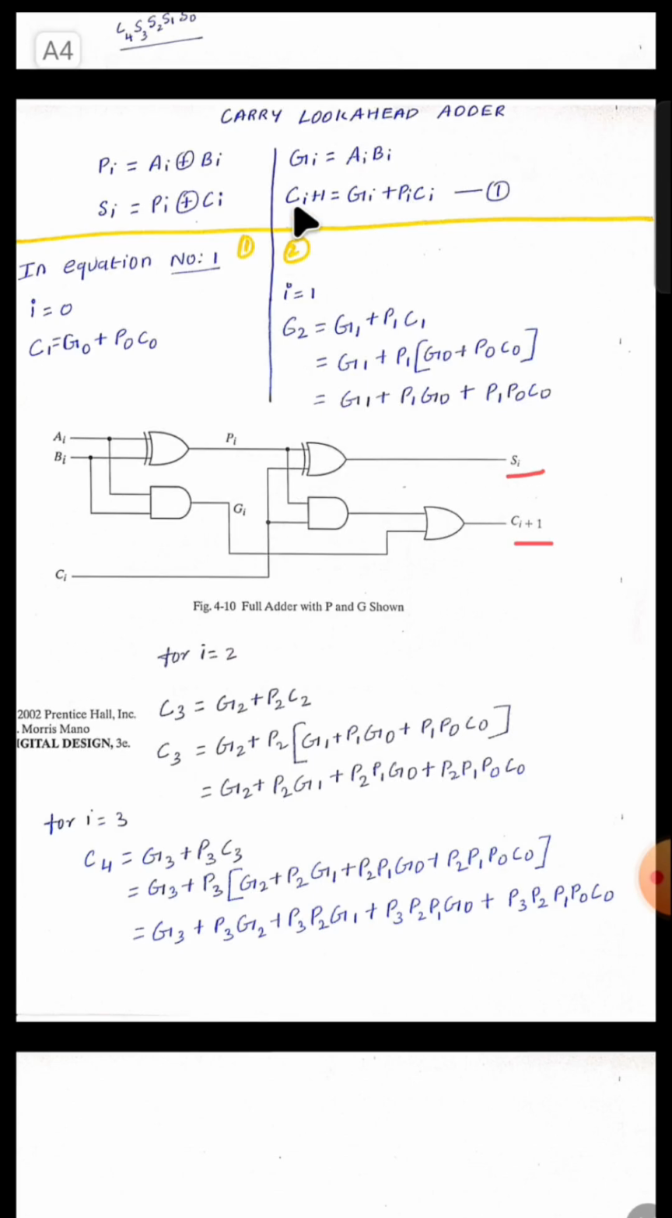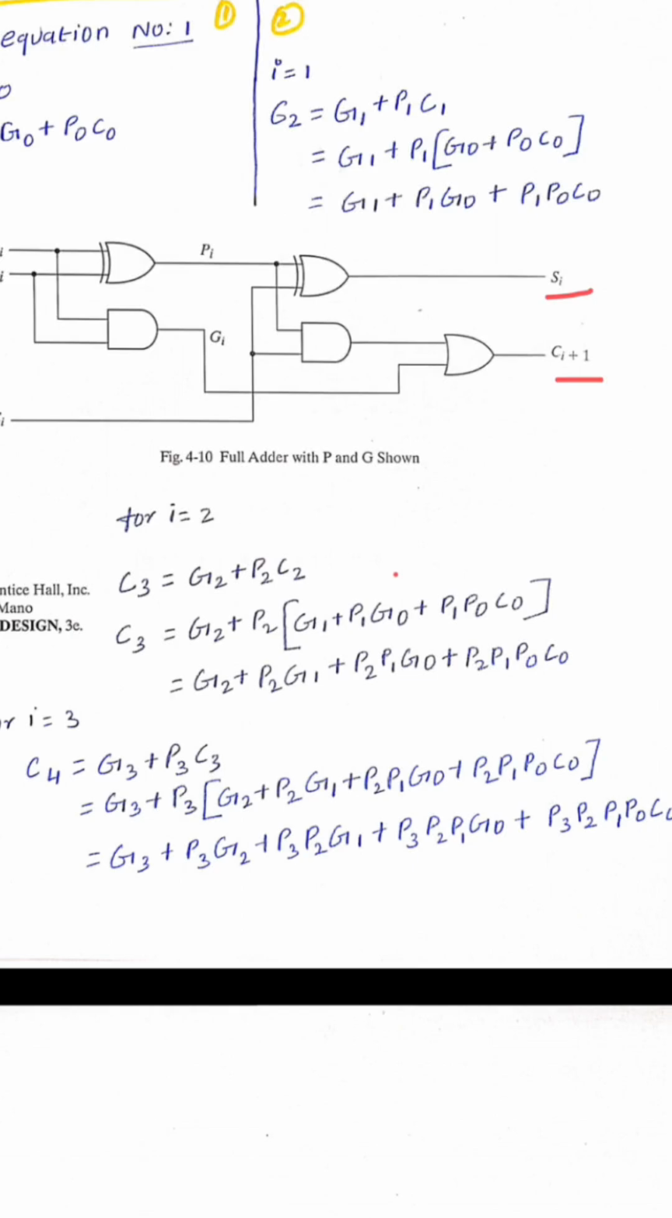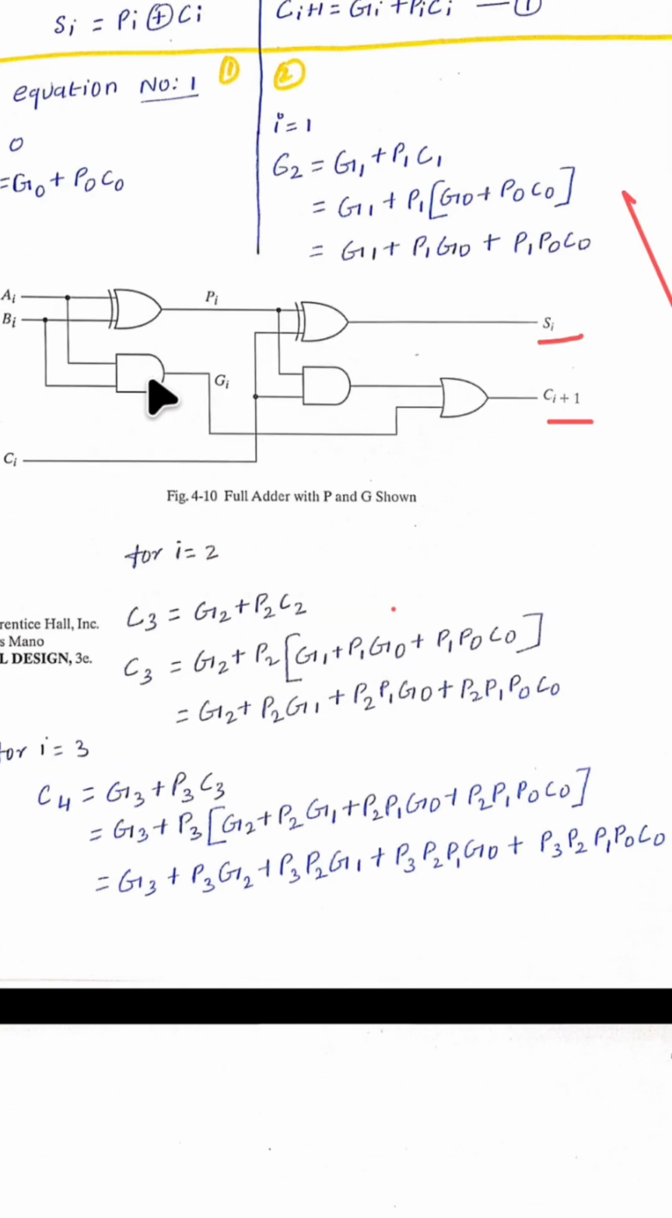Right. Now what is CI plus 1? CI plus 1 is this. The CI plus 1 is going to have two inputs. One is your GI and another one is nothing but PI CI. So if this is going to be your GI, it is AI into BI. AI and BI. Clear? SI is nothing but PI and CI. This is what I have written.